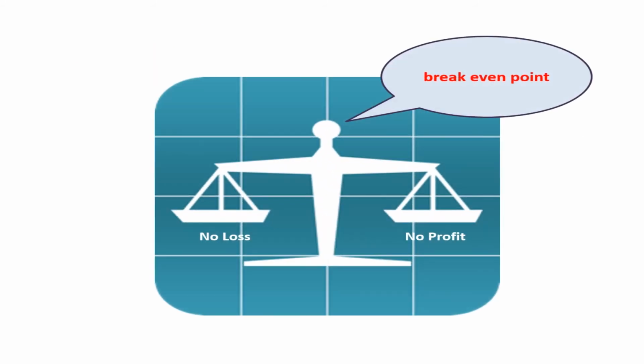The last determinant in the pricing strategy is the break-even point. It is the point where total cost is equal to total revenue. Therefore, at this point, the firm is neither earning any profit nor incurring any loss. So in order to earn a profit, a firm looks at its break-even because the firm will not be earning anything at this point.